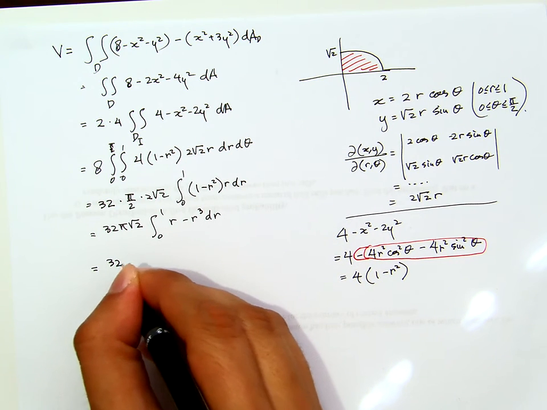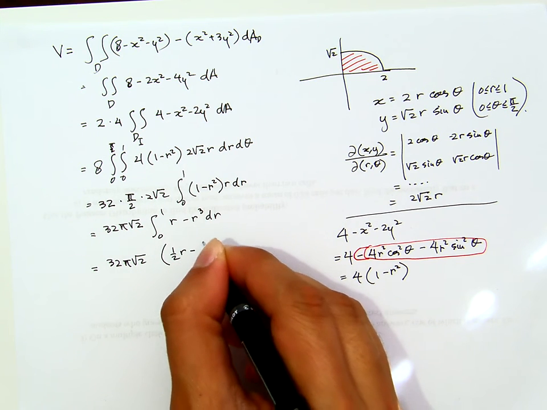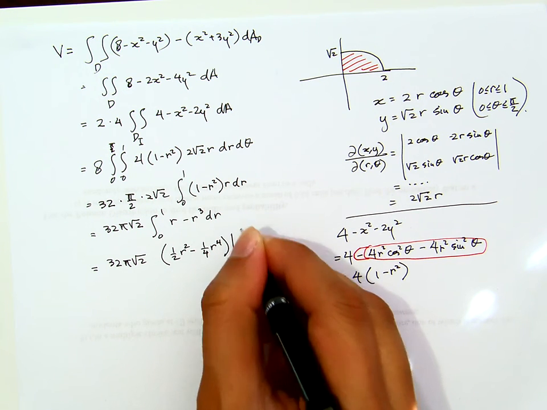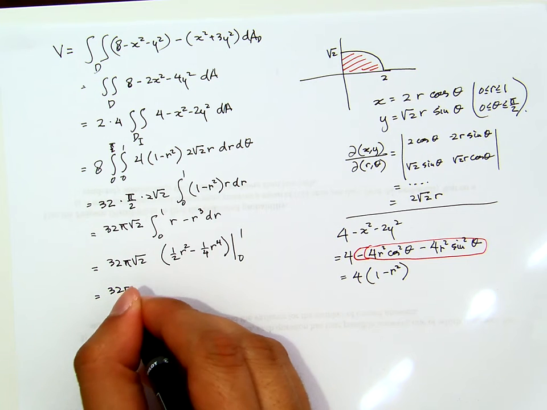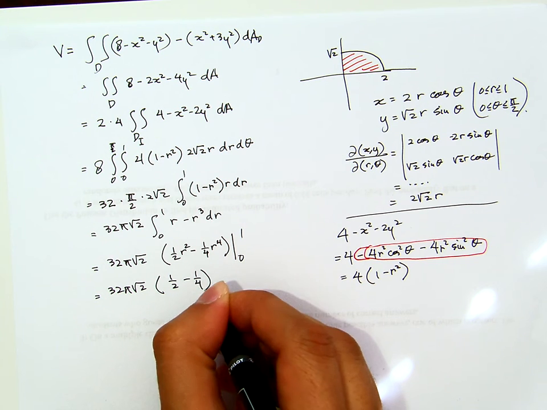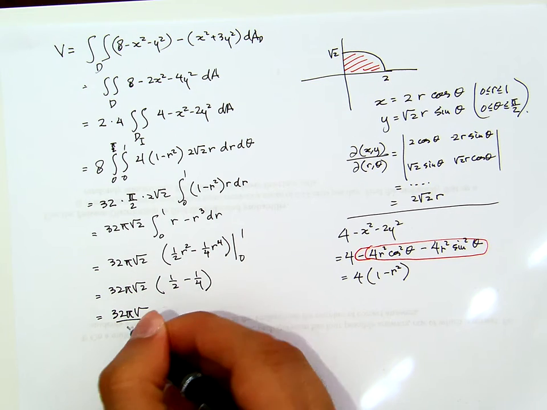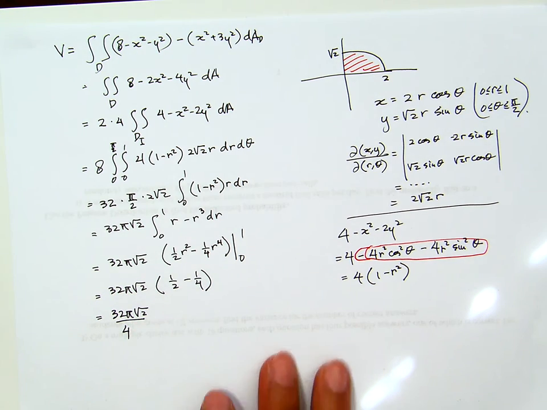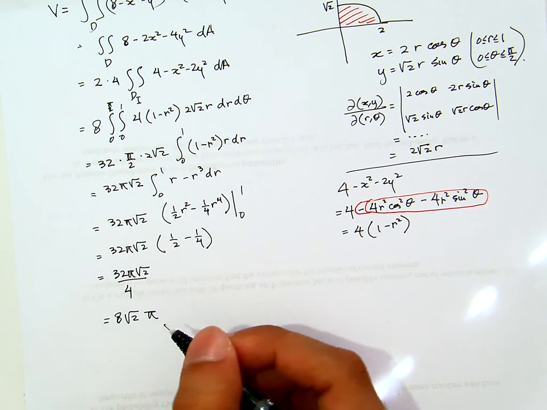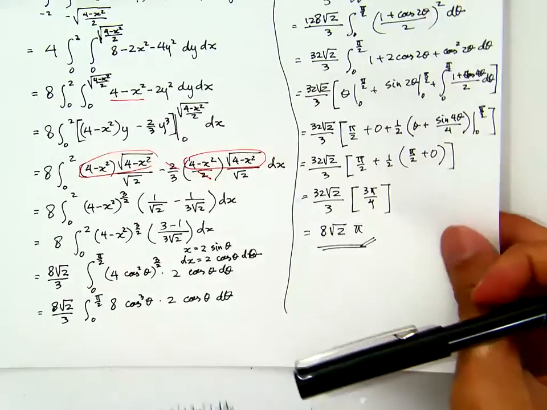This will be 32 pi radical 2, and then I have 1/2 r squared minus 1/4 r to the fourth, from 0 to 1. This is 1/2 minus 1/4, which equals 1/4, which gives 8 radical 2 pi. Notice that that's the same answer we got earlier.